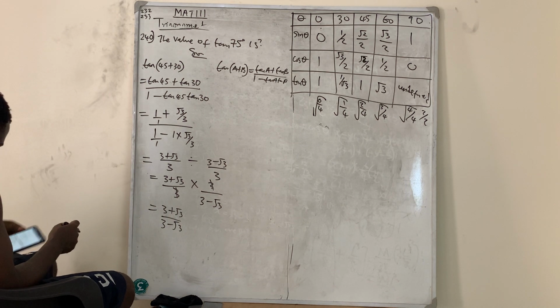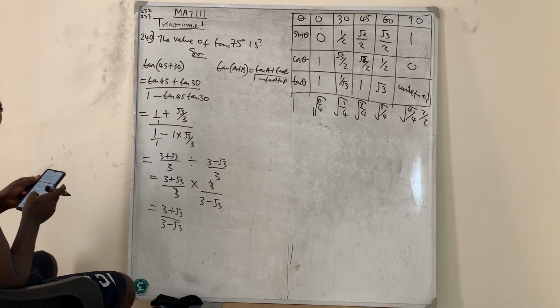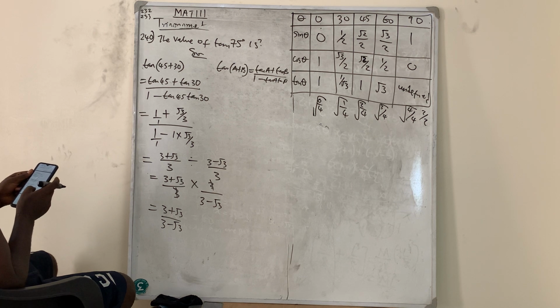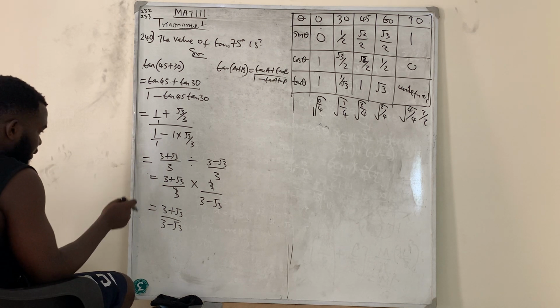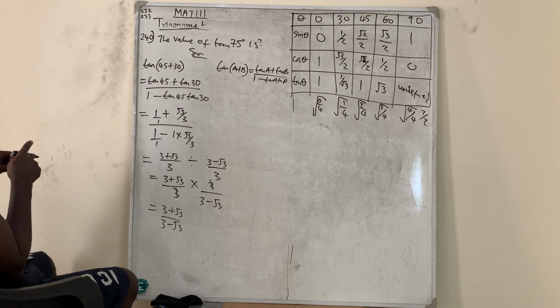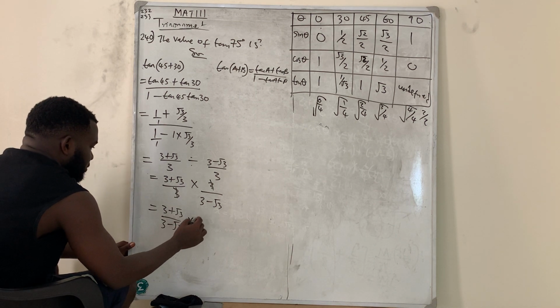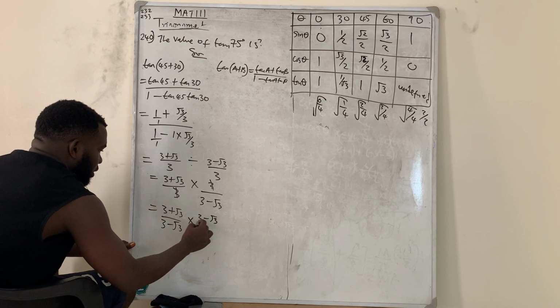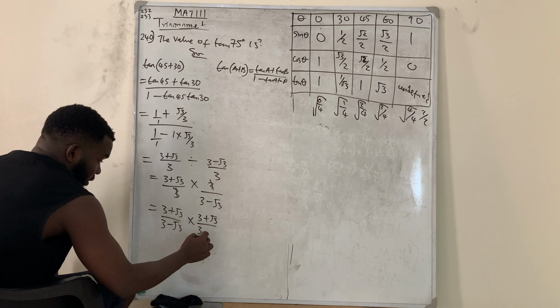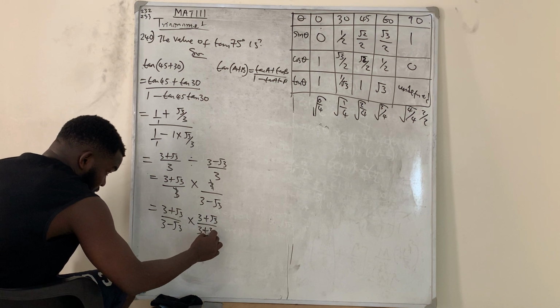If the answer is not there, then we need to rationalize. So let us rationalize that. If you rationalize this, you are going to have times 3 plus root 3 all over 3 plus root 3.